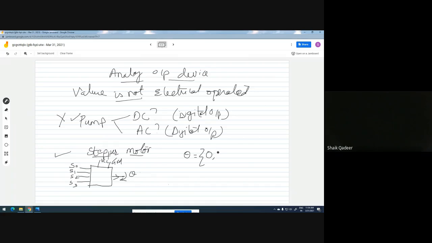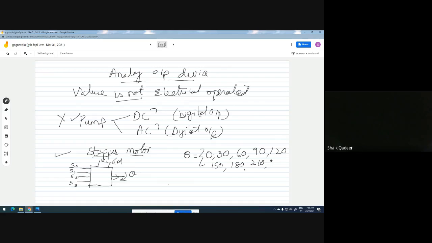If suppose the stepping angle is 30 degree, in the second case, 2 into 30 is how much? 60. In the third case, 3 into 30 is how much? 90. Okay. If suppose we apply the fourth pulse, 4 into 30 is 120. Fifth pulse, 5 into 30 is 150. Sixth pulse, 180. Seventh pulse, 210.